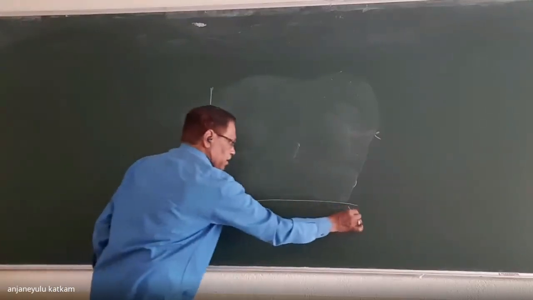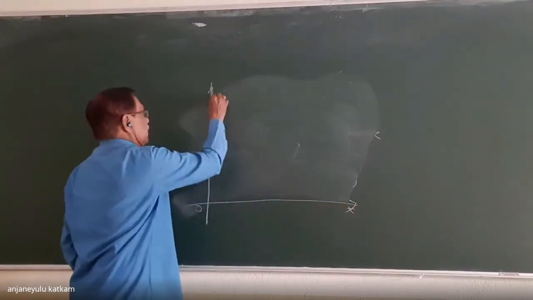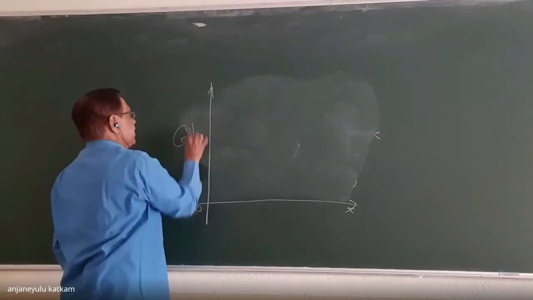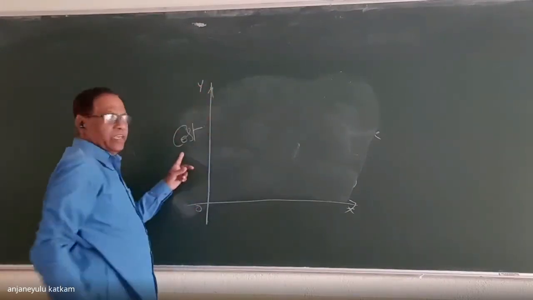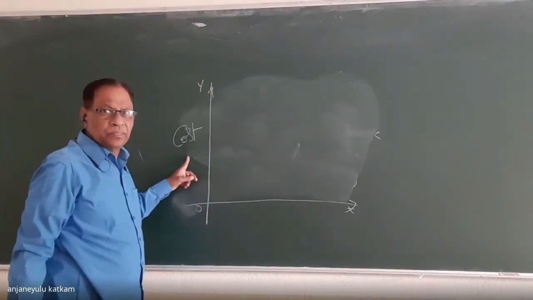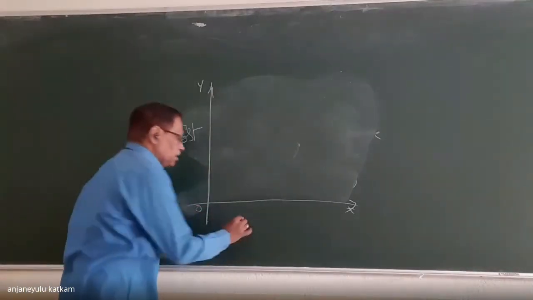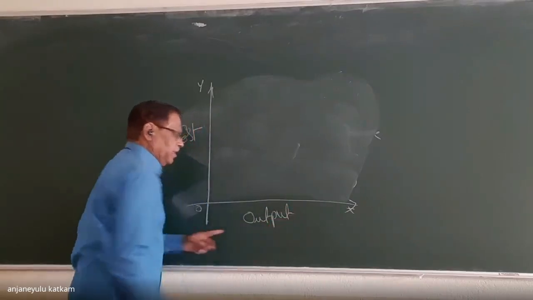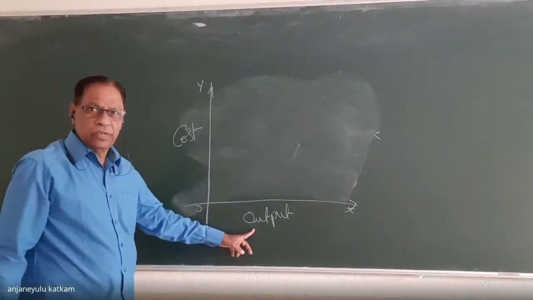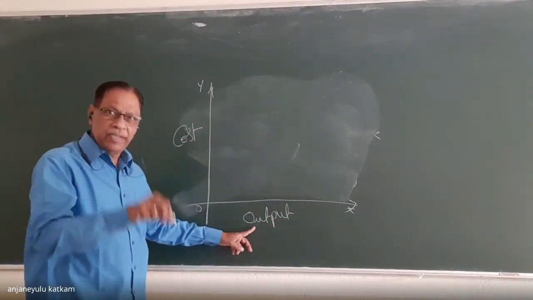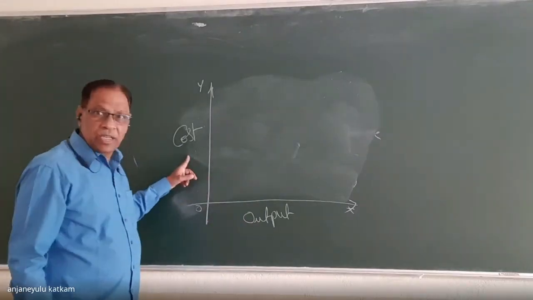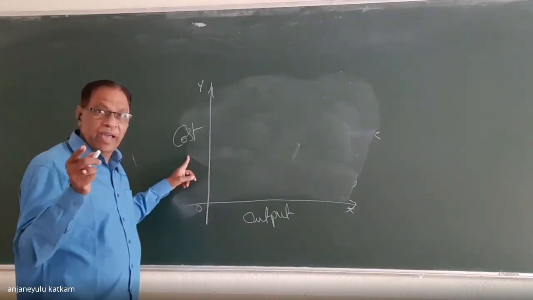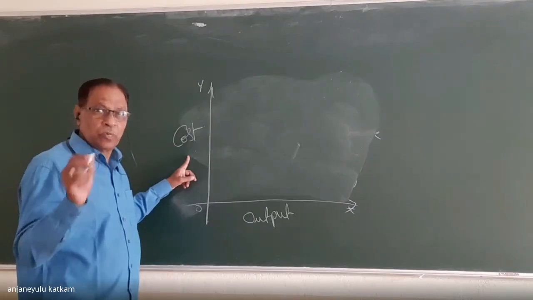It's like this. Cost on the y-axis in terms of rupees, whereas quantity of output on the x-axis. The x-axis represents the quantity of output, whereas the y-axis represents the cost, the money value in terms of rupees.